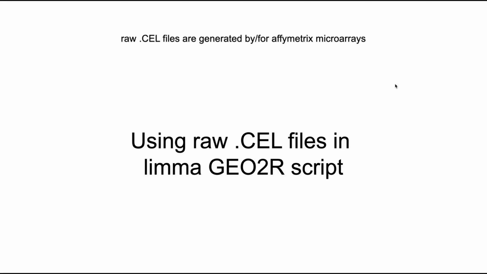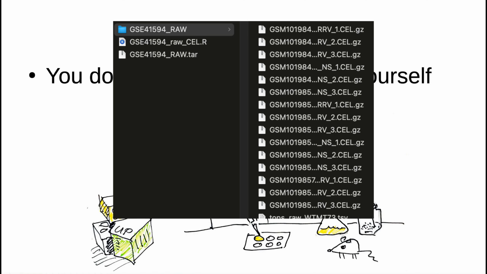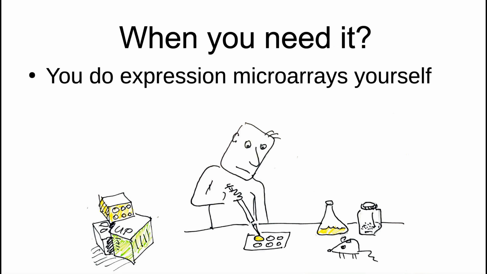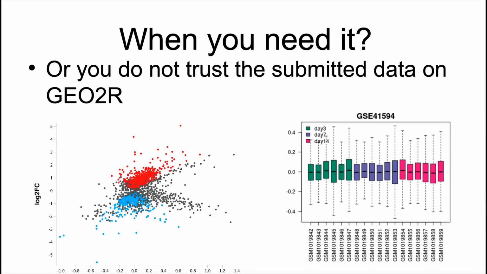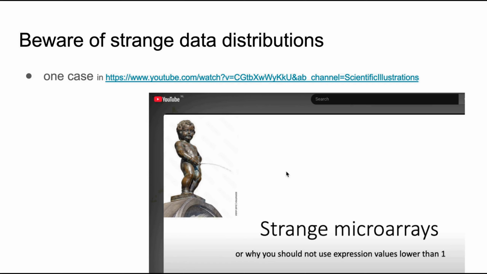Hi, in this video I will tell you about raw CEL files and how to use them. You might need them when you do microarrays yourself, or when you try some publicly available data in GEO2R and you do not like what you see. Sometimes you do not believe your eyes how ugly it looks. Then you might say, I'd like to try raw data and do all steps the way I'm used to.